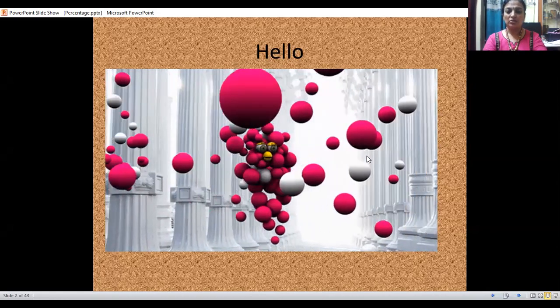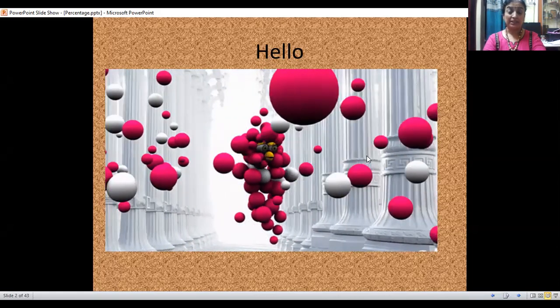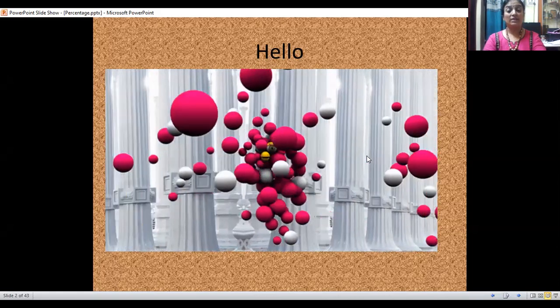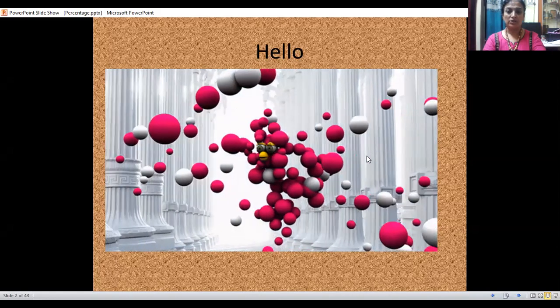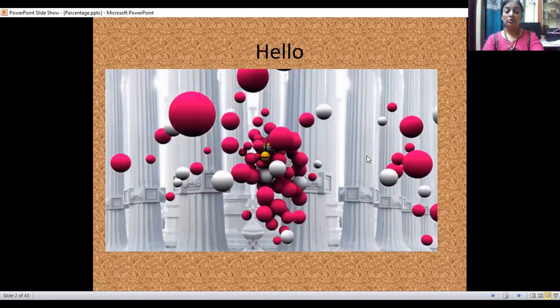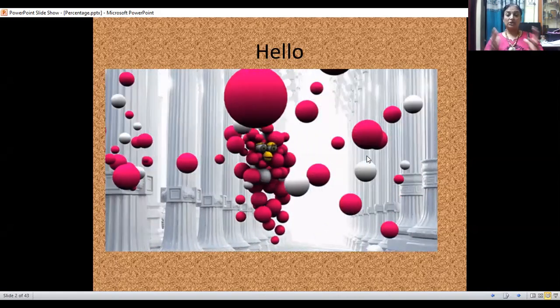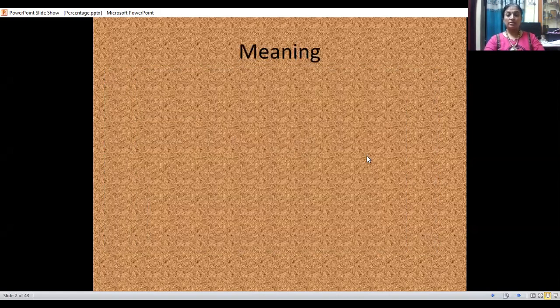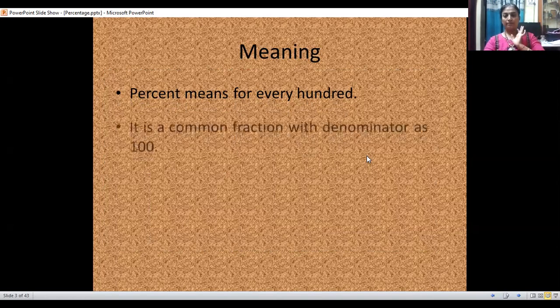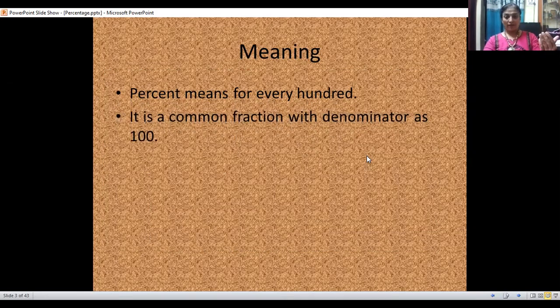Here we are going to understand the percentage, what it is. First, let us go for the meaning of it. You might have heard this word several times in every walk of life. Percentage. That is, percent means for every 100. It is a common fraction with the denominator as 100.